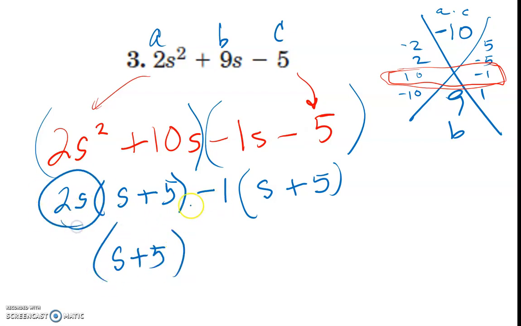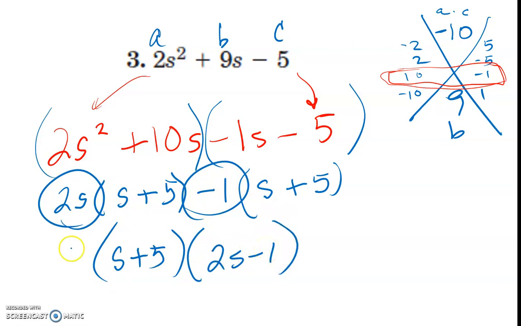What is left over? 2s minus 1. That becomes my second binomial. If I refoil this, I will get this line back. When I simplify it, I get my original quadratic expression back. Let's try another one.